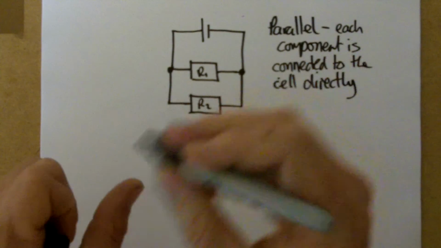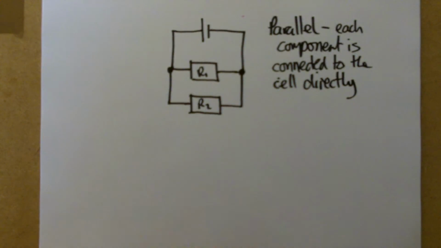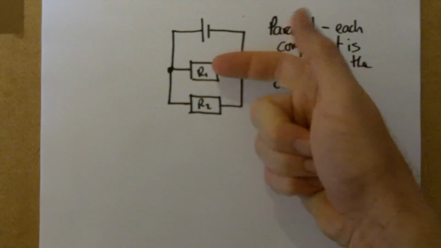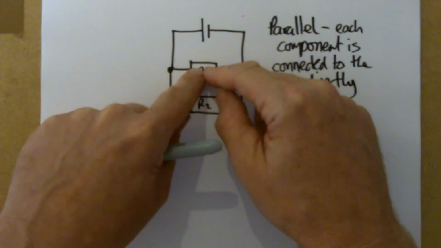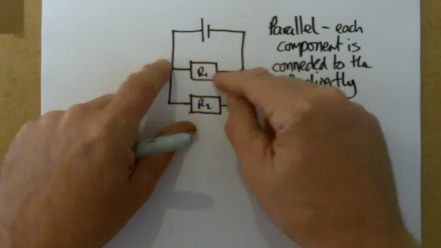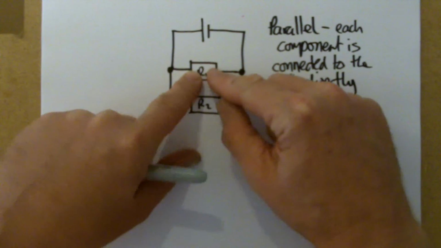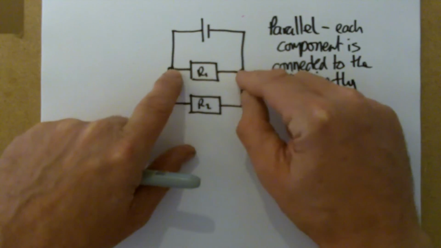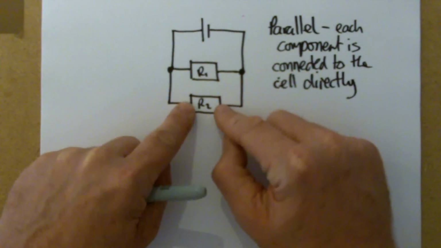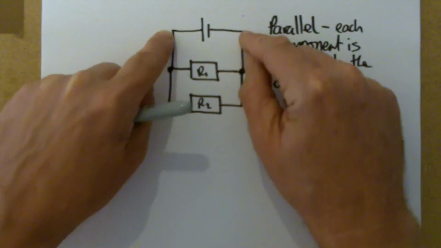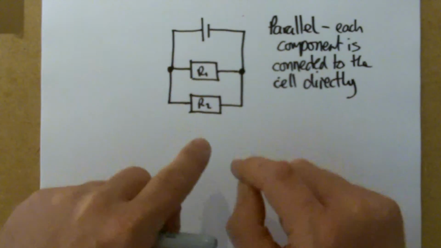Now obviously a resistor can't think, and it's not good practice to think about components having thoughts, but in this case, as far as this resistor knows, as much as a resistor can think, it is connected directly to the cell. And same for this one, it is connected directly to the cell.